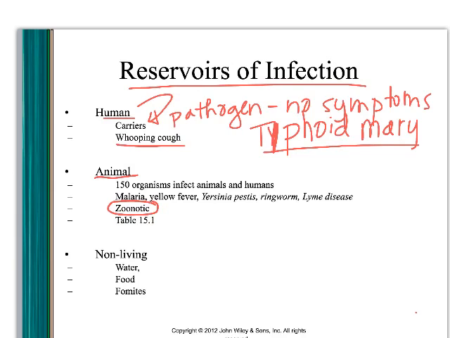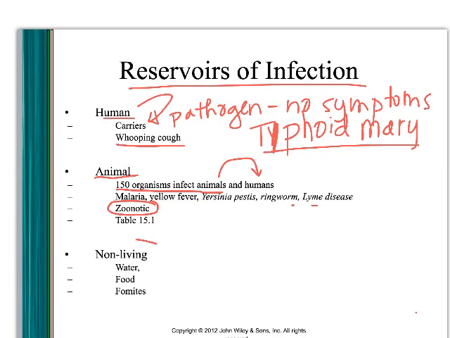So we're always watching and trying to monitor what organisms are infecting animals and whether they're going to be able to jump to humans. There are 150 organisms that can infect both. And there are some examples listed on here: malaria, yellow fever, Yersinia pestis, which is plague, ringworm, which is a fungus, Lyme disease.